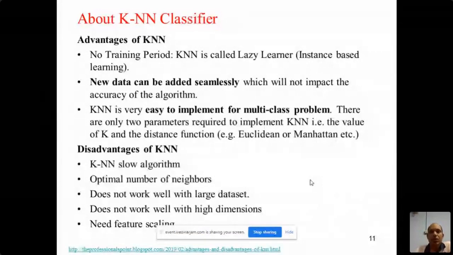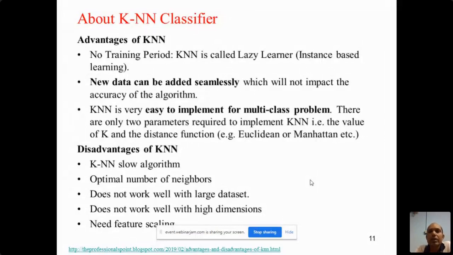Okay, the second one is that new data can be added seamlessly, which will not impact the accuracy of the algorithm. Whenever you add a new data point, it will not impact the overall model, because you are calculating the distance. Again, you have to follow the same procedure with respect to the new data points: calculate the distances, and then do the majority voting.